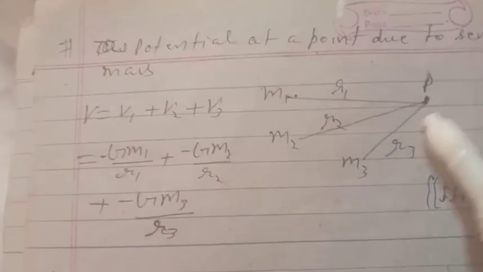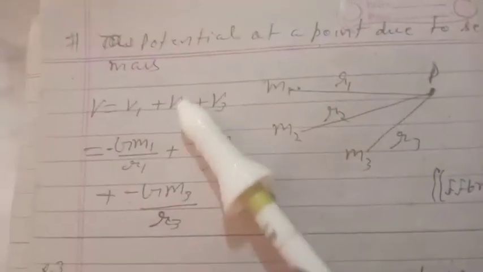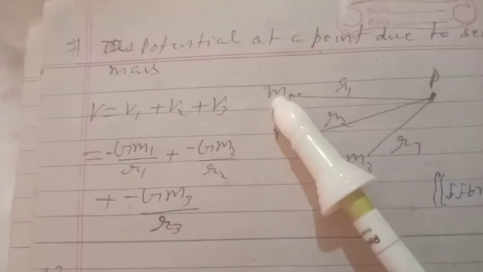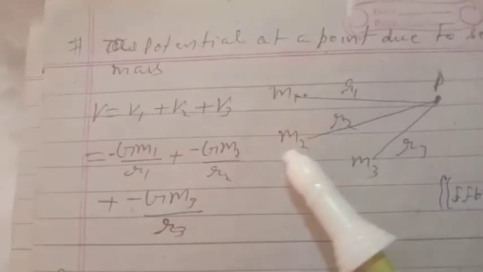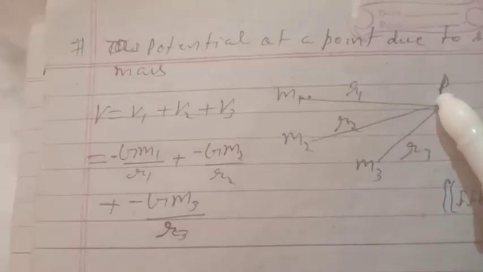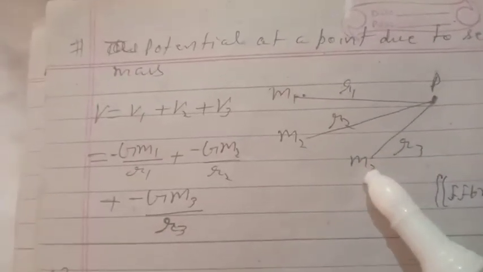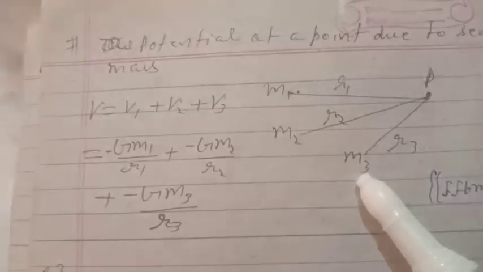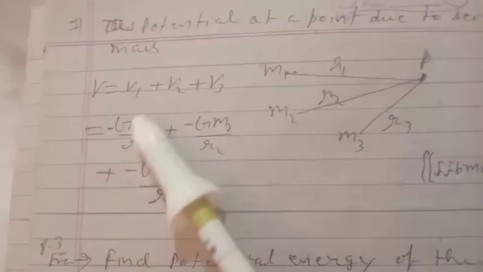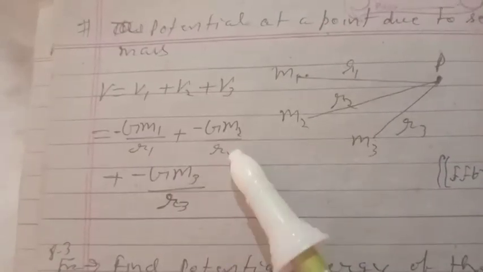The potential at a point due to several masses. If there are several masses m1, m2, m3 and we have to calculate the potential at point P, then this will be equal to the scalar sum of the potentials due to individual masses. For example, V equals V1 plus V2 plus V3, where V1 is the potential at point P due to mass m1. Similarly, V2 is the potential at point P due to mass m2, and V3 is the potential at point P due to mass m3. And this will be given as minus Gm1 by r1 plus minus Gm2 by r2 plus minus Gm3 by r3.